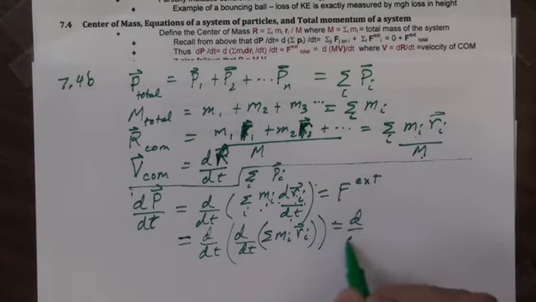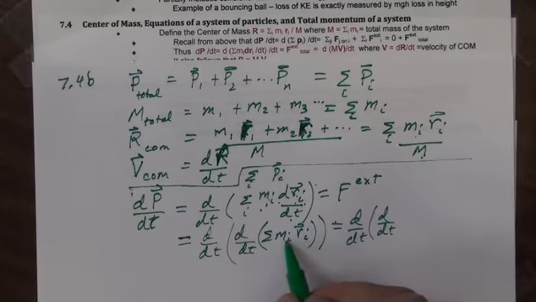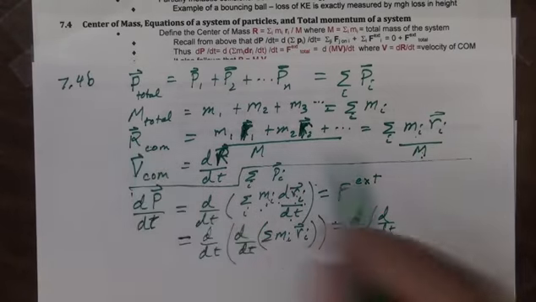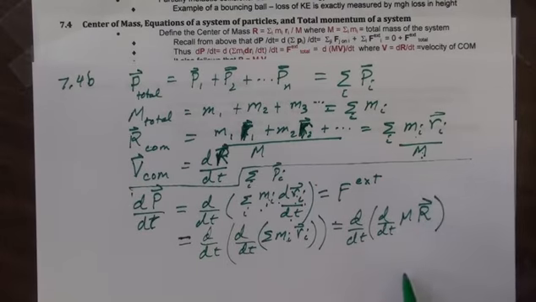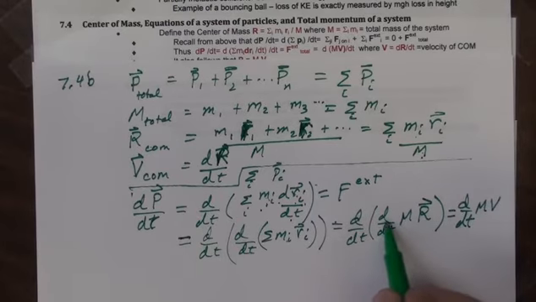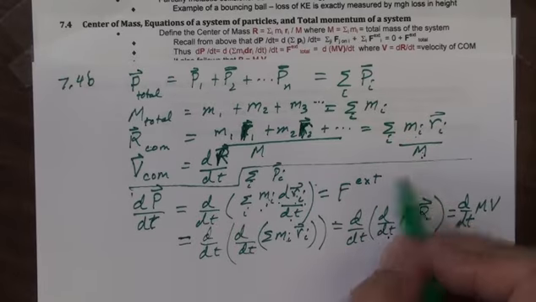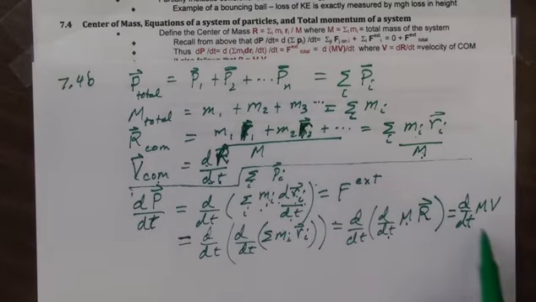So this is d by dt of d by dt of m times the center of mass. So this is m times r. Now we can see that this is the same as d by dt of m times v, where the derivative goes through the mass and is the derivative of r. So we have to find basically the velocity of the center of mass is dr/dt.